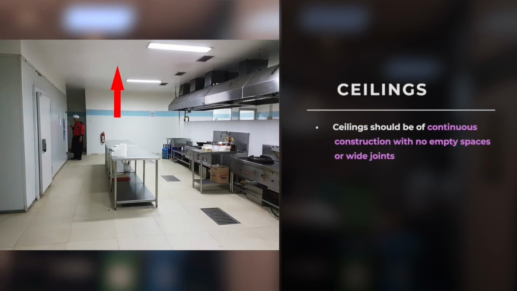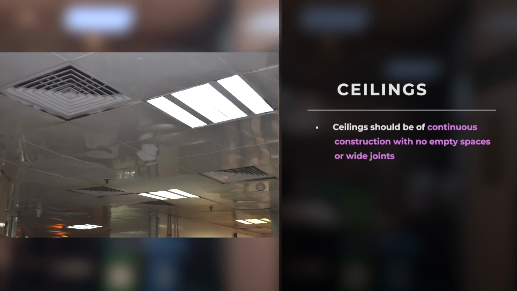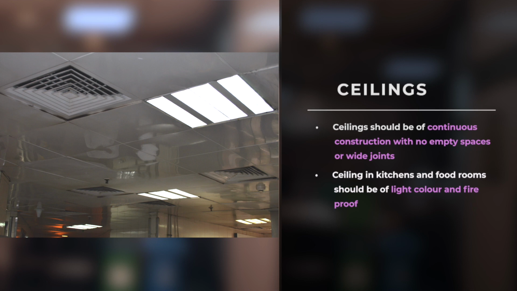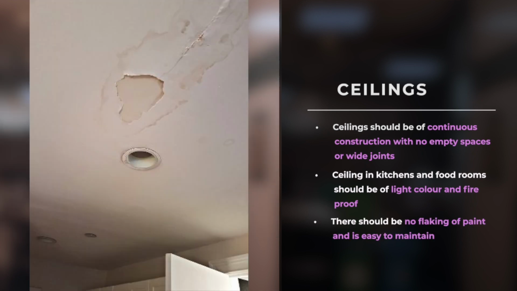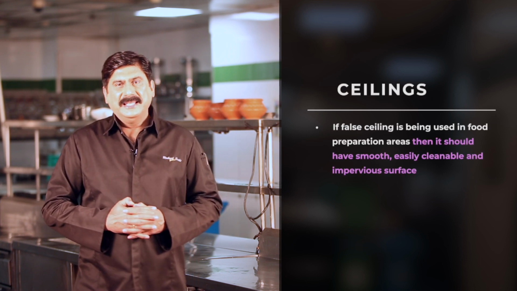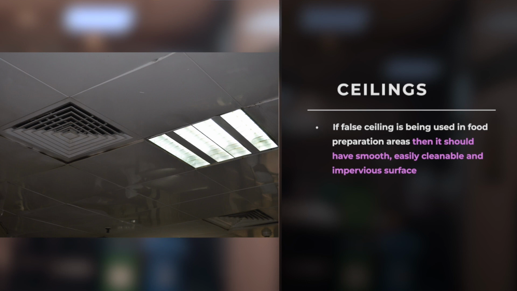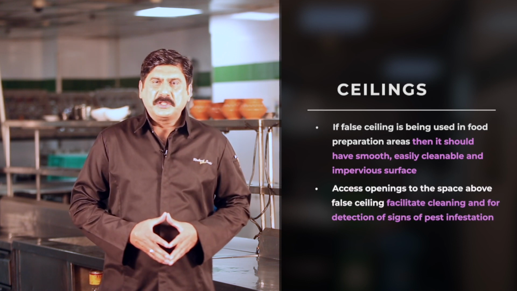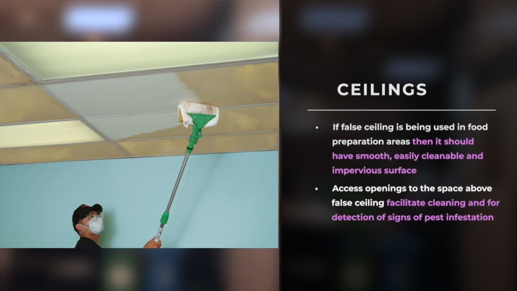Ceilings should be continuous construction with no empty spaces or wide joints. Ceiling in kitchens and food rooms should be of light color and fireproof. There should be no flaking of paint and ceiling should be easy to maintain. If false ceiling is being used in food preparation areas, then it should have smooth, easily cleanable and impervious surface. Access openings to the space above false ceiling facilitates cleaning and detection of signs for pest infestation.